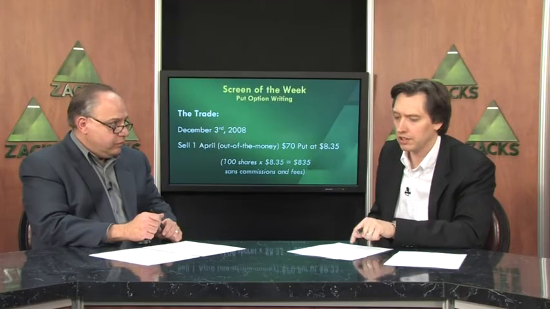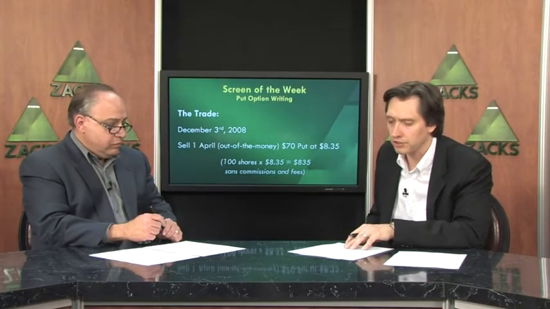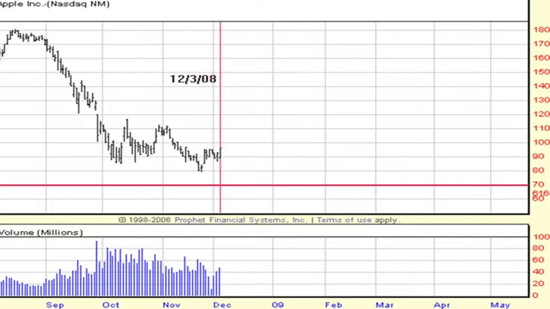Apple at the time was selling at approximately $93, and I believed Apple was going to go higher, or at the very least, I didn't think it was going to go down much below 70 bucks. So if you look at this chart, this shows you where Apple was on December 3rd, and that horizontal line you can see at 70 bucks is where I wanted to see Apple stay above, and that is where I would be able to see the maximum profit potential.